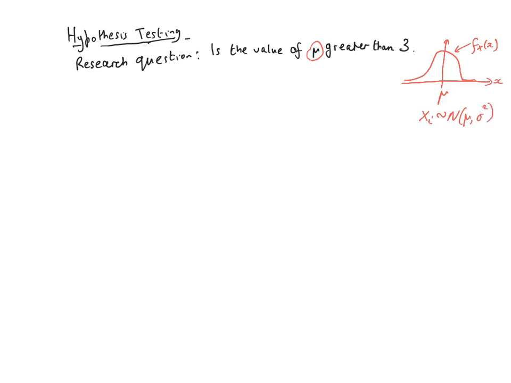And we don't know what mu is. We do, in this case, assume that we know sigma, and we're asking ourselves, could it be that the value of mu is greater than 3? How do we test that? How do we answer that question using data? Well, that's what we have: we have data. The first thing that we should do is write down what's called a null and an alternative hypothesis.